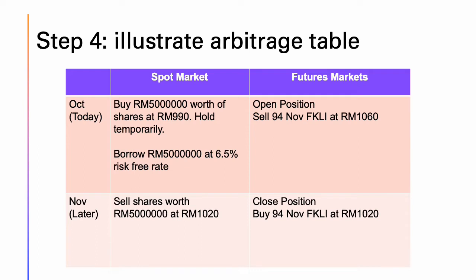At the same time, you open position in the futures market. Today, you need to sell 94 November FKLI at price 1060. And then you hold that position, both position in the spot and futures market. In November, when your futures contract is expired, you need to close out your position. You start in October, sell futures. In November, you need to close out, take opposite position. You need to buy 94 November FKLI futures at price 1020. At the same time, you need to sell your shares in the spot market. So you sell your shares at worth 5 million at price 1020.